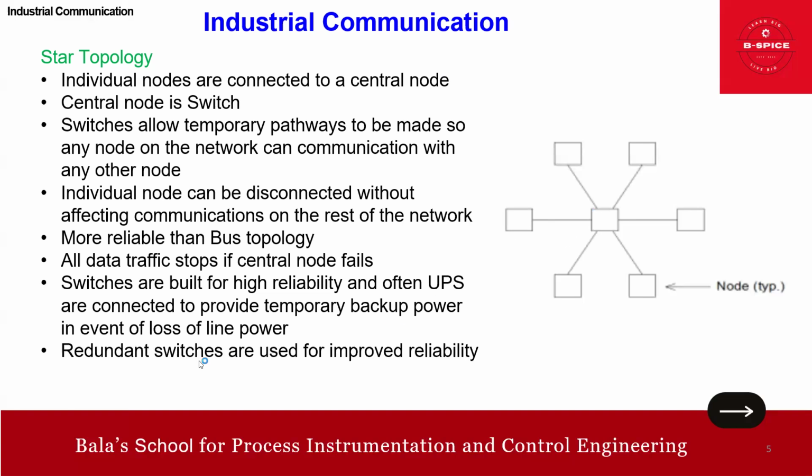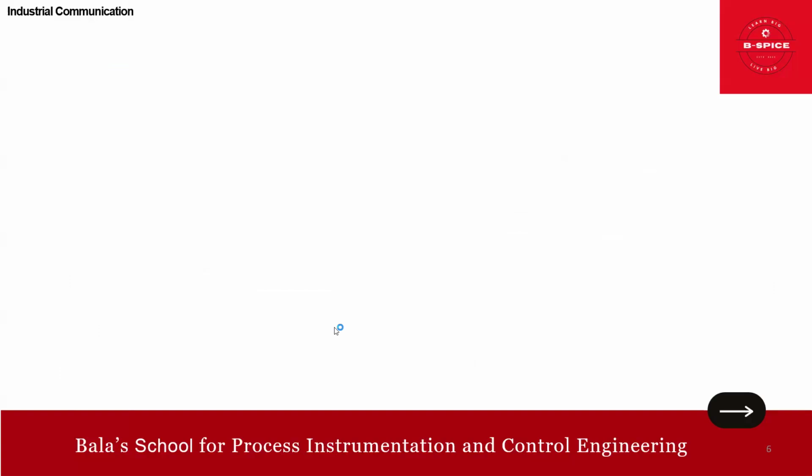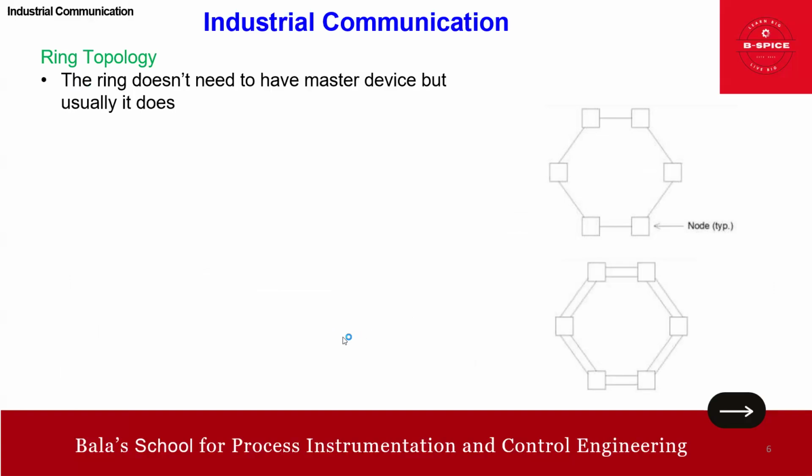So that is how the star topology works. Redundant switches are used and each node has two ports with separate cables, thereby ensuring redundancy. So we can say it's more reliable than bus topology. Okay, friends? That's all about the star. Now we'll focus on the ring topology. This is the look and feel of the ring topology. Here, friends, the ring doesn't need to have a master. No need to have a master; usually it doesn't have one.